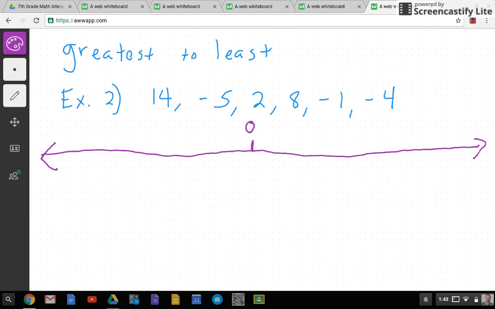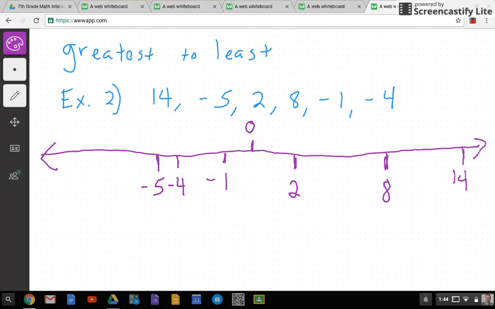So here we go, 14. Well, I'm going to put 14 way at the end. I see it's the biggest number on there. -5, well, I'm going to say it's in there somewhere. 2, well, I'm just going to put 2 in here somewhere. It's not exact, but that's okay. It doesn't have to be exact. 8 is going to be pretty close over here to 14. -1, well, it's going to be just this side of 0 over here. -4 is going to be really close to -5.